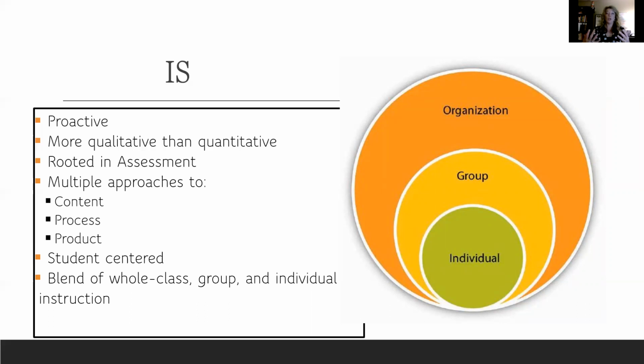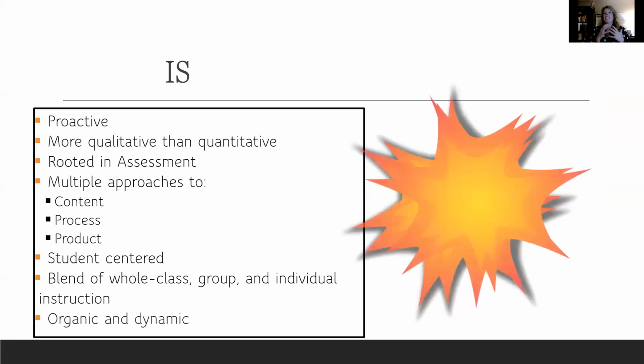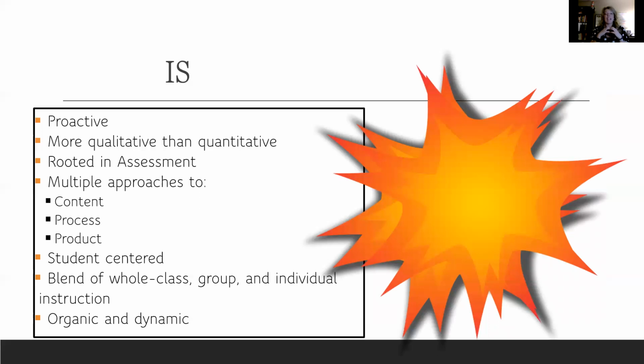Maybe you start with the whole group and then you break out into individual work, then you come back to small groups. There is no right or wrong, but it is important to not only utilize them, but utilize them correctly. And finally, differentiated instruction is organic. It is absolutely dynamic. This rhythm we talked about is reflected both in the students as teachers and the teachers as learners. We're all together. I'm learning about you, you're learning about me. We're all discovering the content.